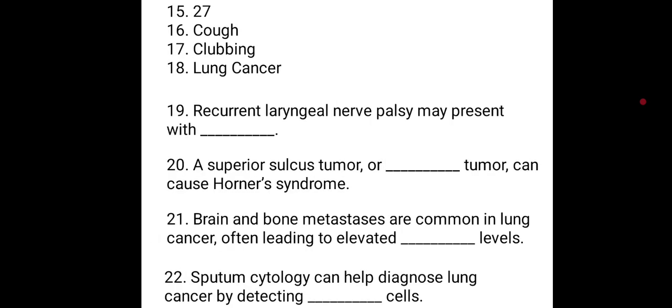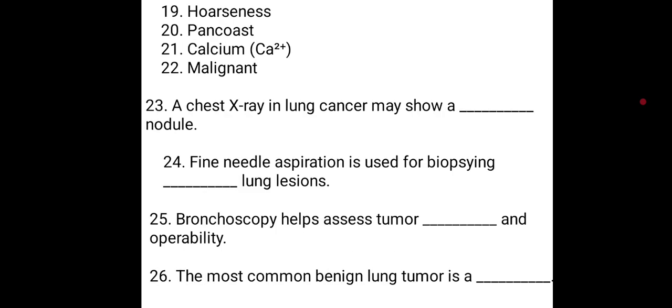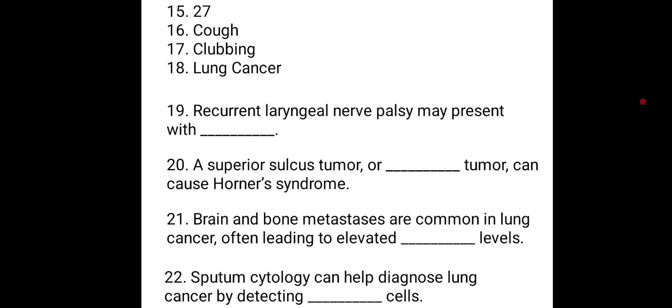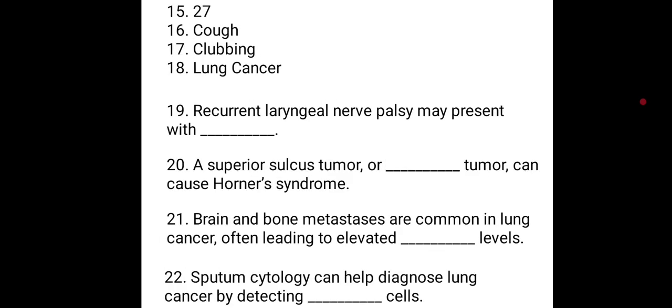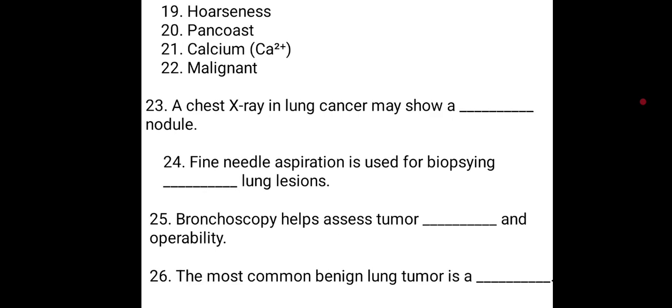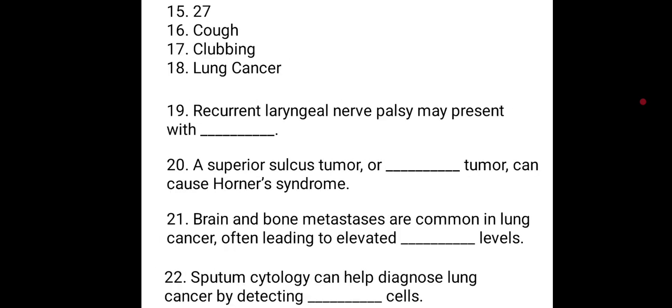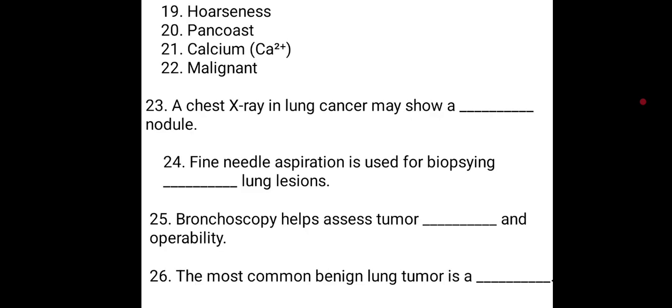19, hoarseness. Recurrent laryngeal nerve palsy may present with hoarseness. 20, a superior sulcus tumor or Pancoast tumor can cause Horner syndrome. Brain and bone metastases are common in lung cancer, often leading to elevated calcium levels. And sputum cytology can help diagnose lung cancer by detecting malignant cells.